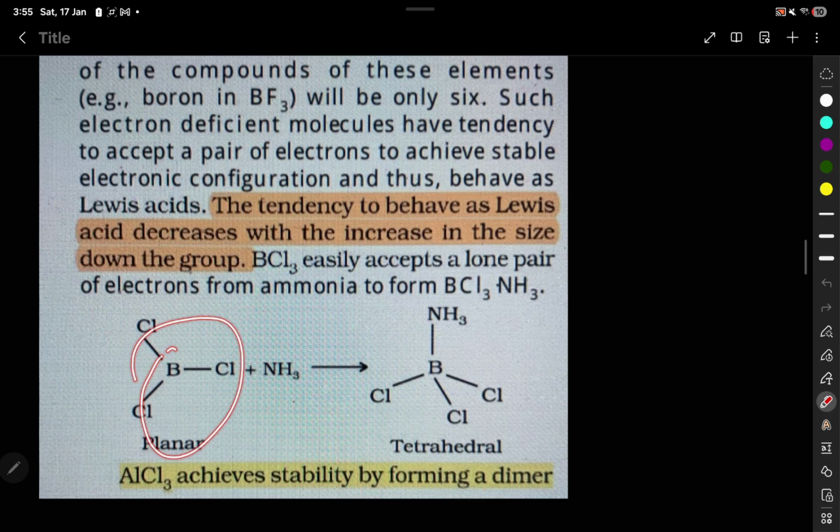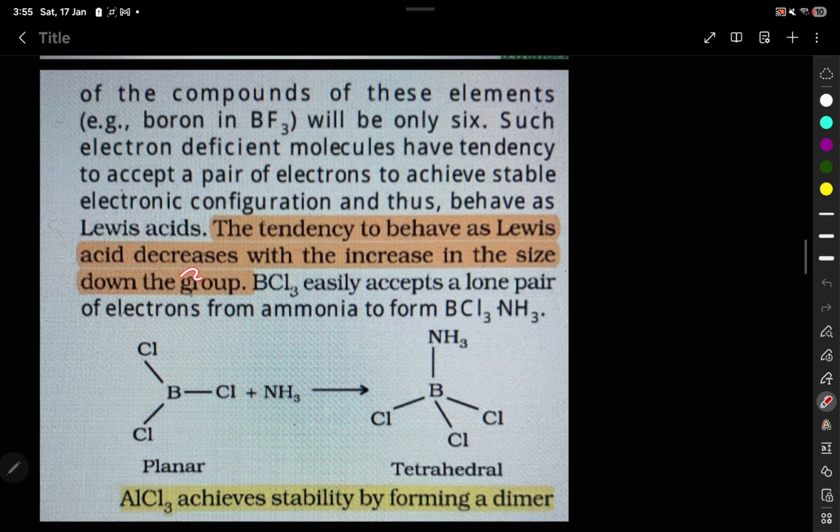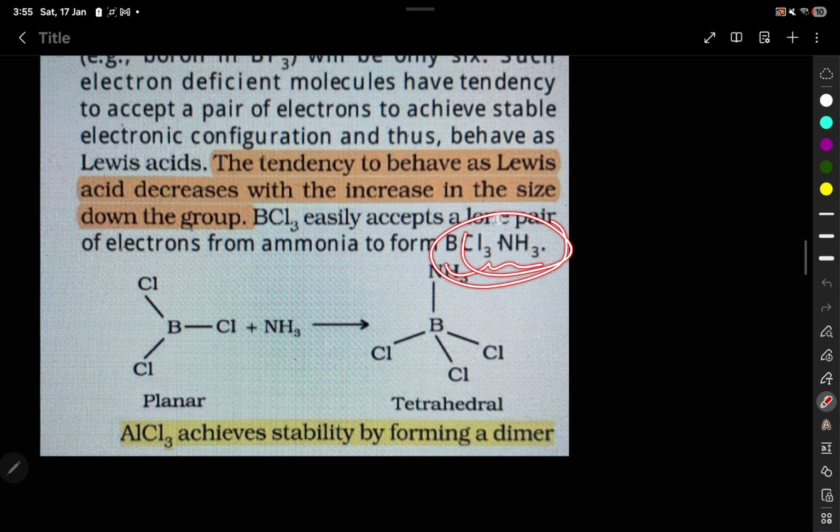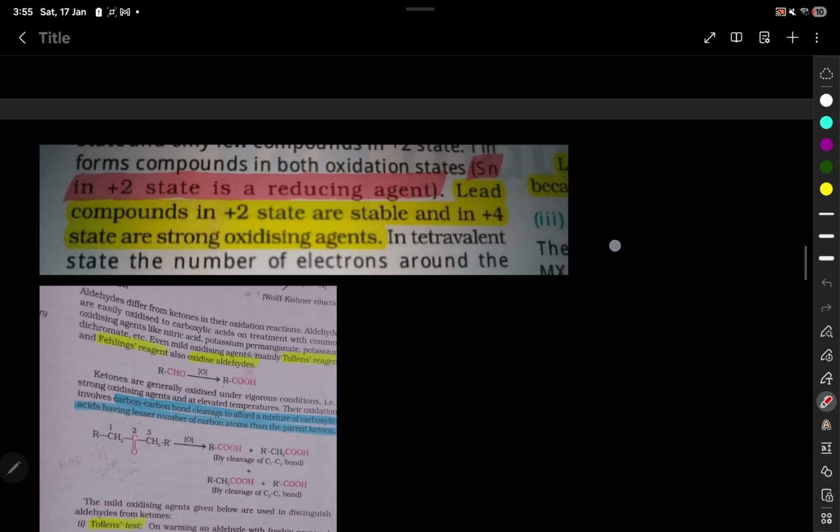Then you have behavior of BCl3 as a Lewis acid, and generally it decreases with increase in size down the group. That makes sense, right? And then you have BCl3 which accepts a lone pair to form this adduct. There's an adduct thing, so it has been asked before, in the first few tests it has been asked.